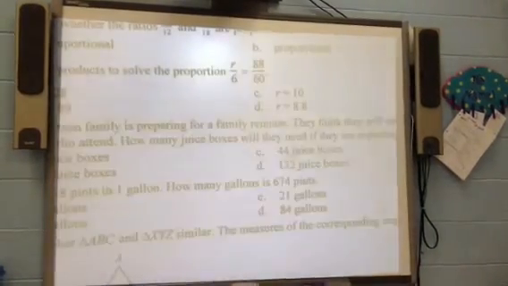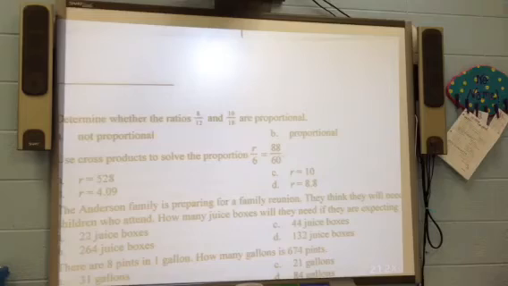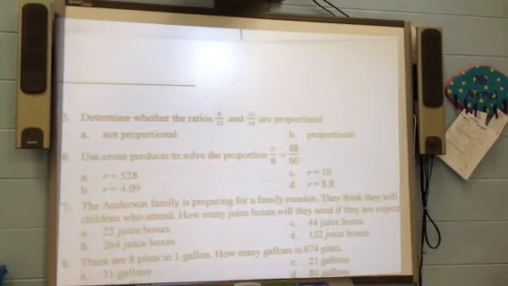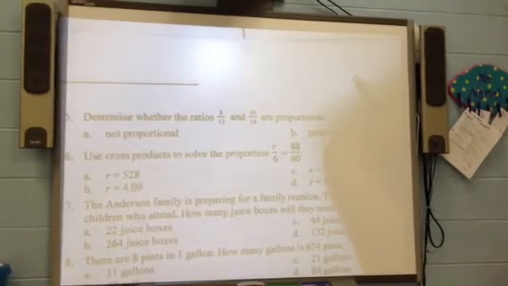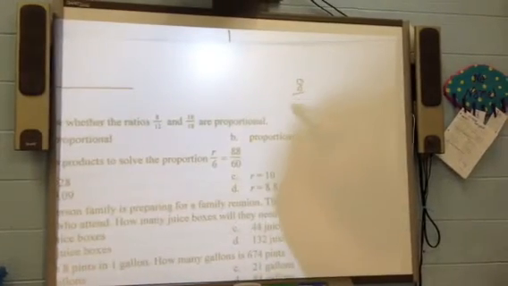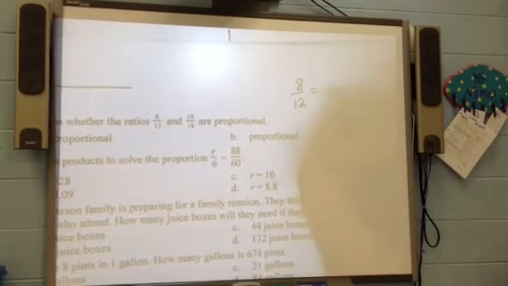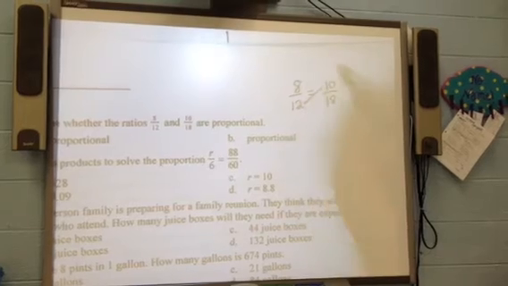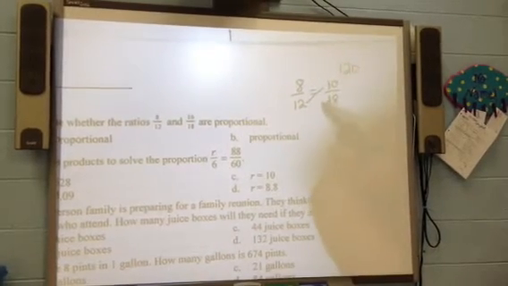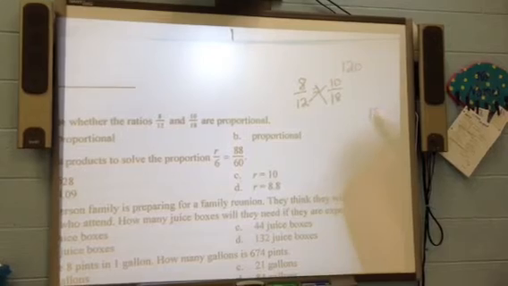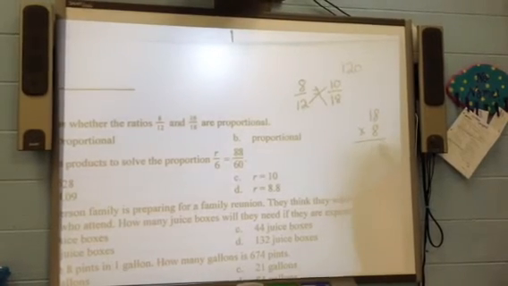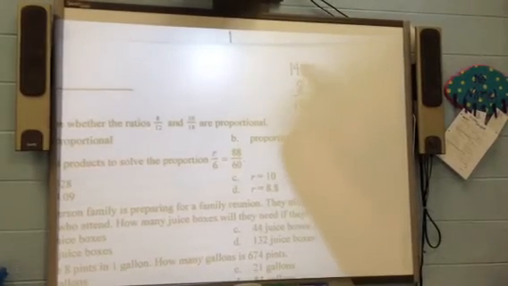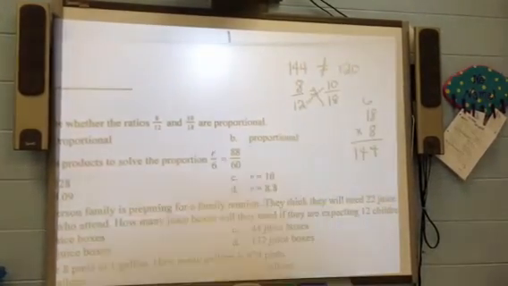Alright, let's look at number 5. Tell whether the ratios 8/12 and 10/18 are proportional. Proportional means that it is 2 ratios that are equal. So we're going to say that these 2 are equal. Find my cross products. 12 times 10 is 120. 18 times 8 is 144. Those are not equal, so they are not proportional.